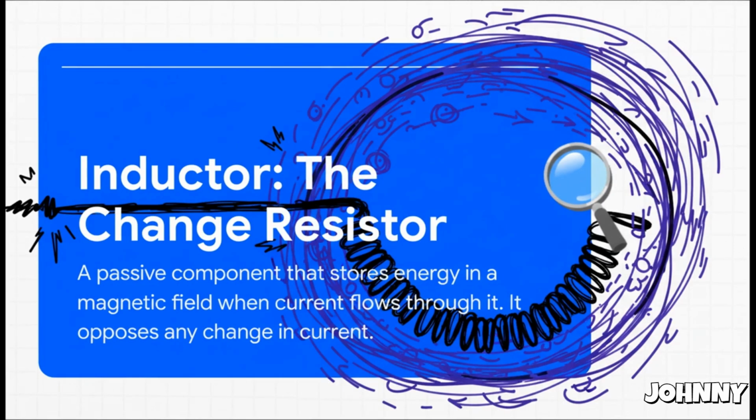And rounding out our trio is the inductor. Its whole deal is that it hates change. It stores energy in a magnetic field, and it uses that field to fight against any sudden increase or decrease in current. It acts like a shock absorber, helping to keep the flow of electricity nice and smooth.